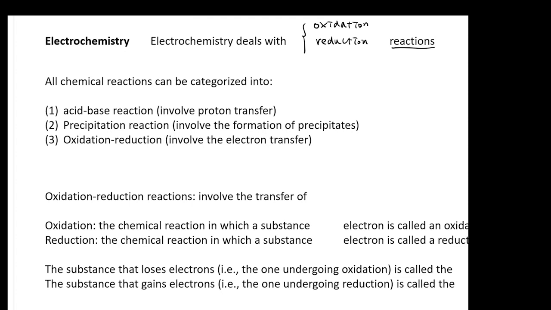Previously, we actually talked about many different reactions. In chapter 13 and 14, we talk about the acid-base reaction. So those reactions involve the transfer of protons. In chapter 15, we talk about the reaction that involve the formation of the precipitates. In chapter 17 here, we are going to talk about the so-called oxidation reduction reaction, which is going to specifically talk about the transfer of electrons in your chemical equations.